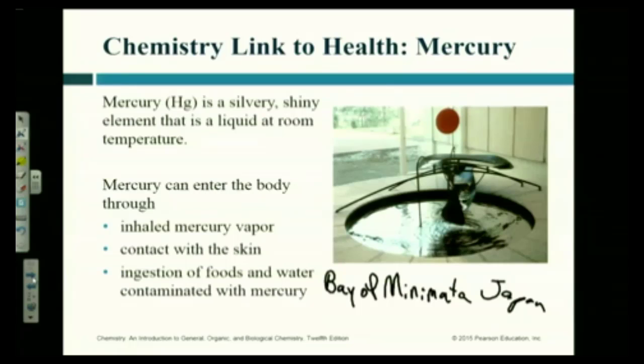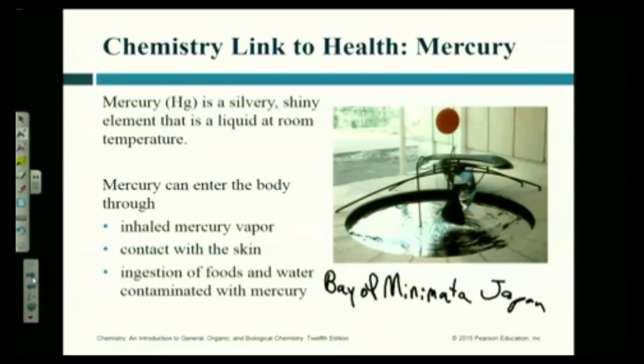But it turns out for things like mercury, they do what's called bioaccumulation. As they go up the food chain, the concentration actually goes up. That's why you're not supposed to eat very much tuna, swordfish, shark, all that kind of stuff, because those things have high concentrations of heavy metals, particularly mercury, because the concentration increases.